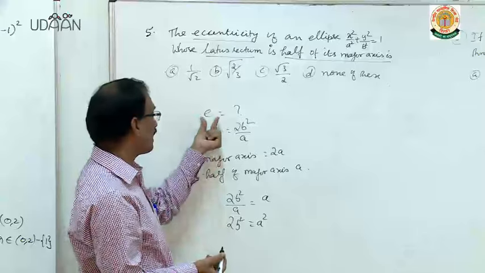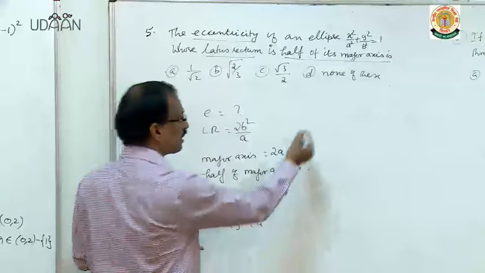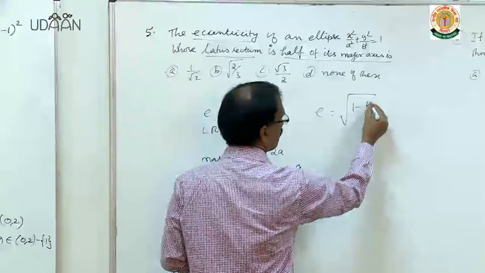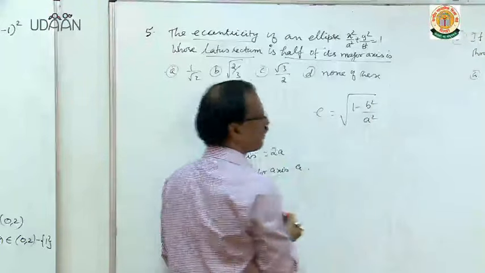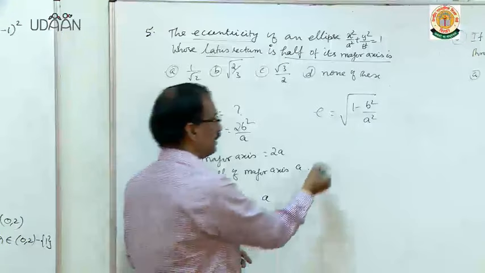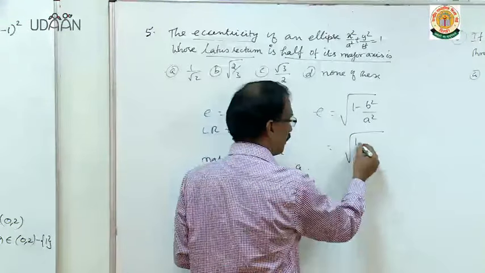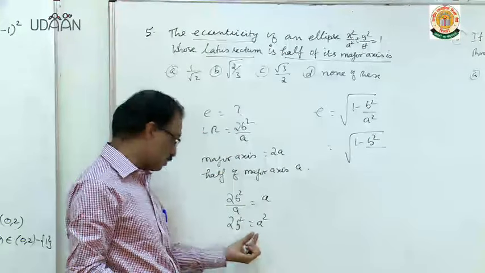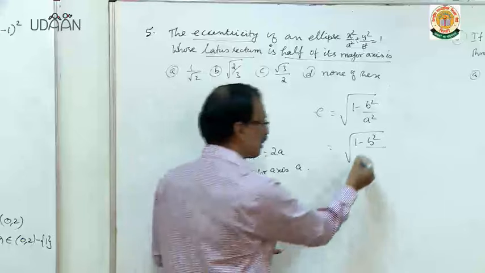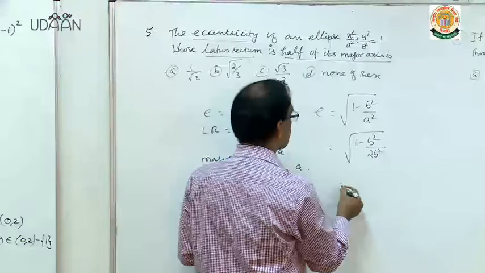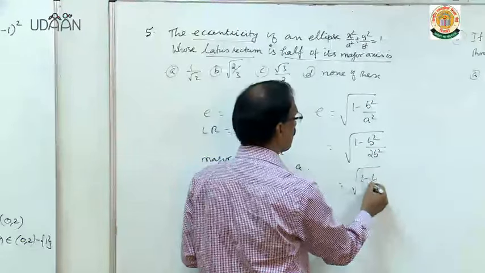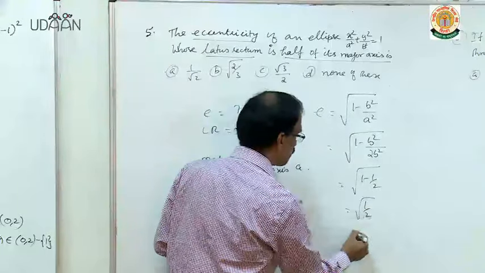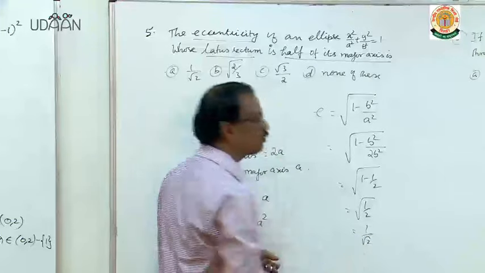अब हमें क्या करना है? एक्सेंट्रिसिटी. एक्सेंट्रिसिटी का क्या फॉर्मूला है? It is root of 1 minus b square by a square. That is root of 1 minus b square by, हमें क्या रिलेशन मिला है? a square is 2b square. So upon 2b square. So that gives us root of 1 minus 1 by 2. So this will give us root of 1 by 2 या 1 by root 2 मिलेगा.